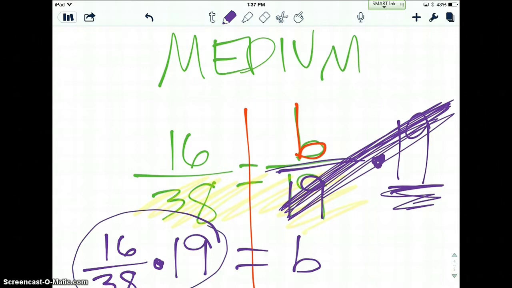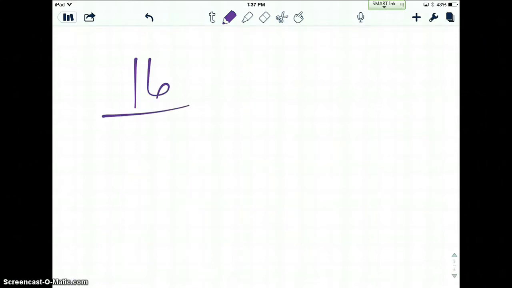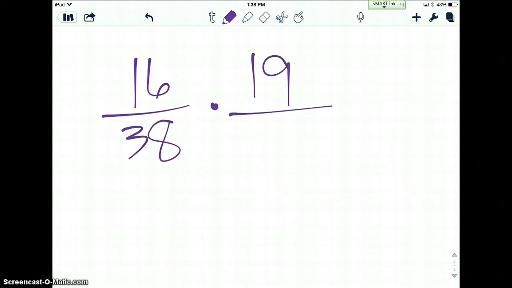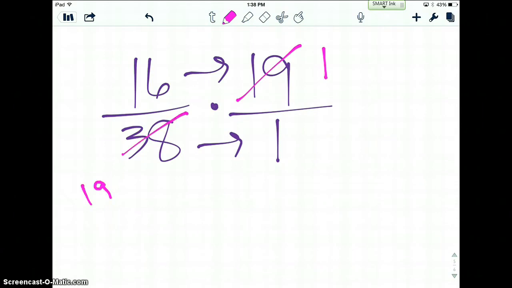So now all I have to do is that mess. So 16 over 38 times 19. 19 as a fraction is 19 over 1. And then I just multiply straight across. Thing is, I could always check to see if I could reduce anything. And you know what? I actually can. Because 19 divided by 19 is 1. And 38 divided by 19, look at that. 19 times 2 is 38. So 38 divided by 19 is 2.